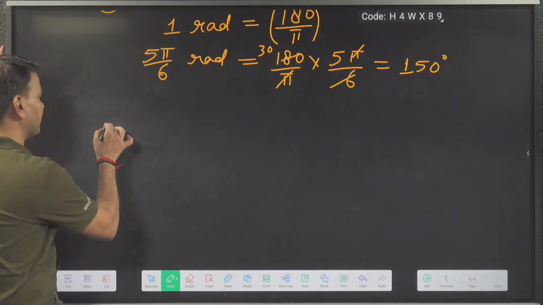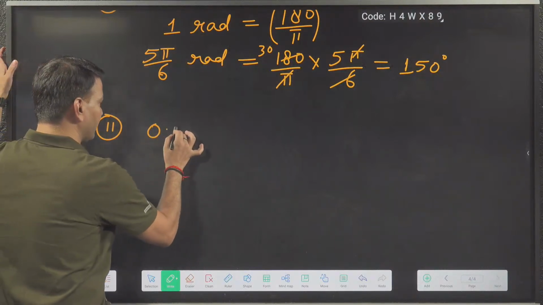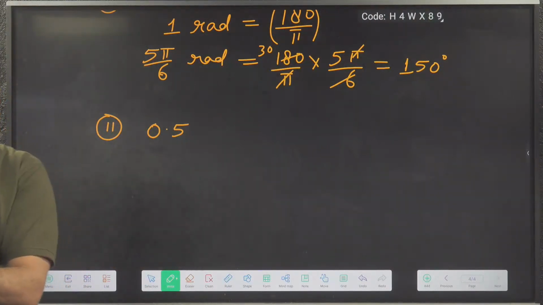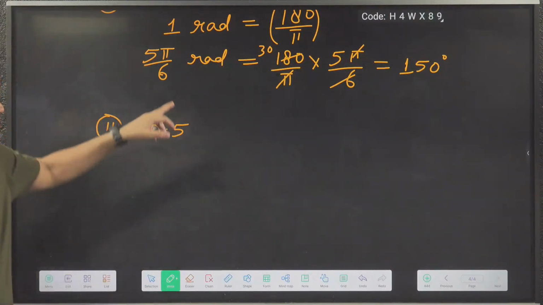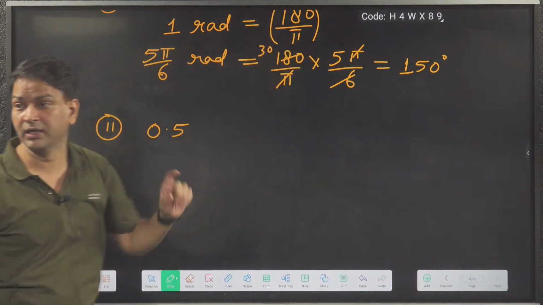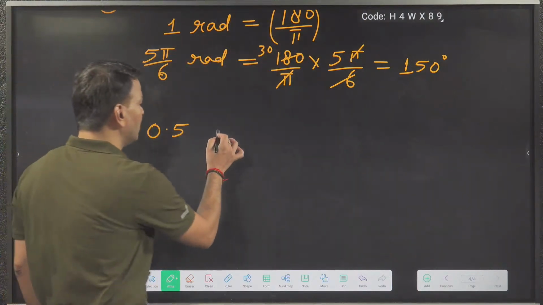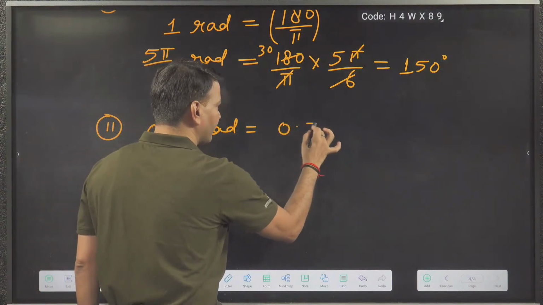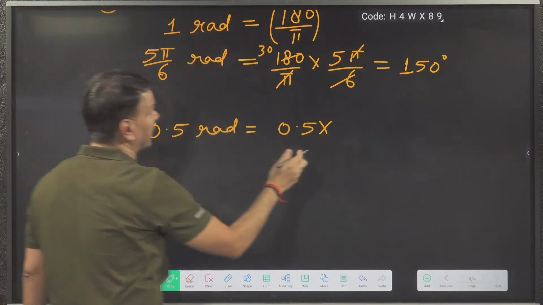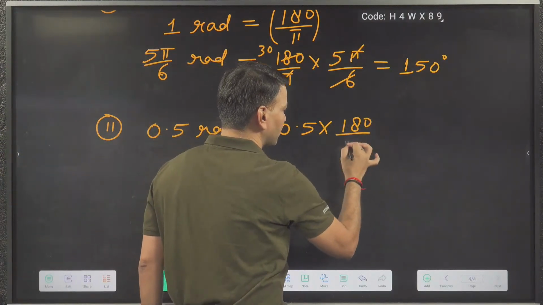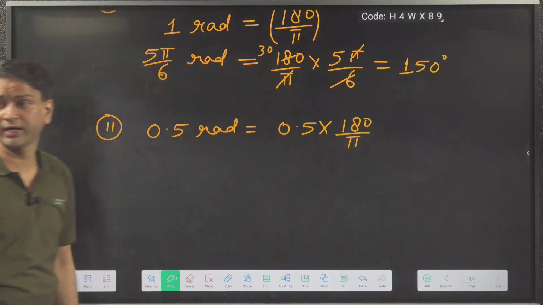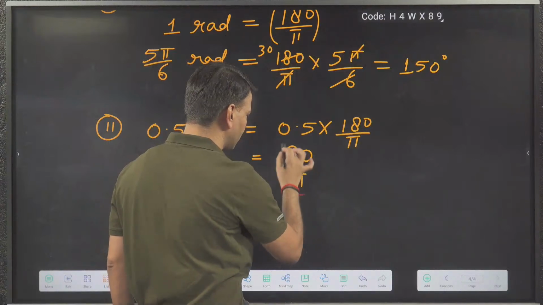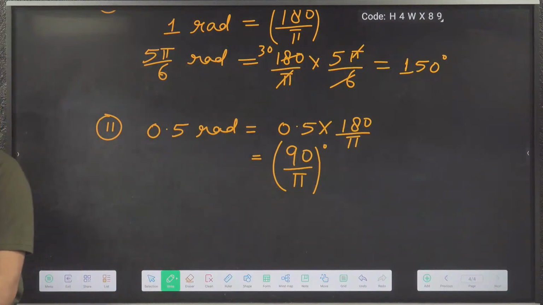So second, what am I saying? I want to convert 0.5 radian that I gave. So for 1 radian, what did I get? 180 by pi. This relation: 1 radian is equal to 180 by pi. Now I need it for 0.5, so 0.5 radian is equal to 0.5 times, and for 1 radian the multiplication factor is 180 by pi. Now 0.5 into 180, what will I get? 90. So it is 90 by pi degree, not 90.